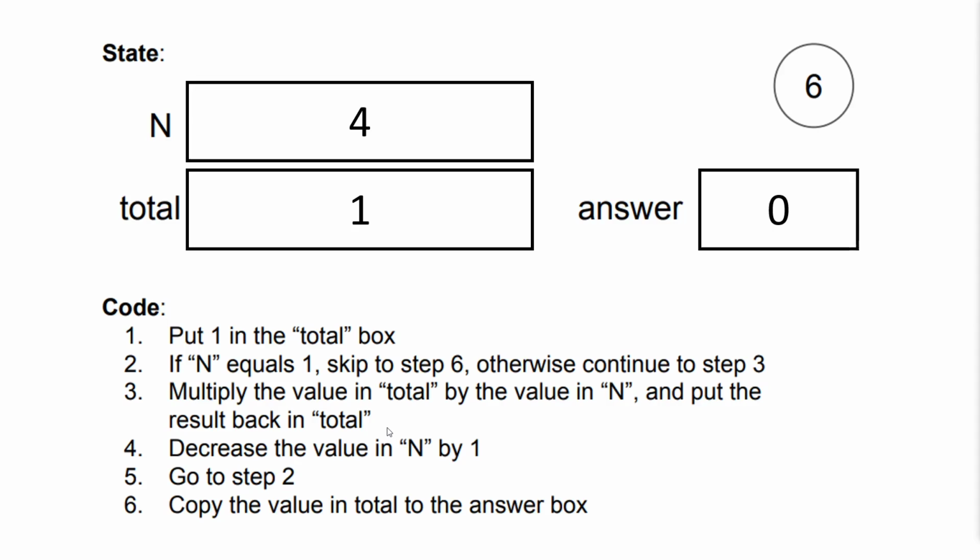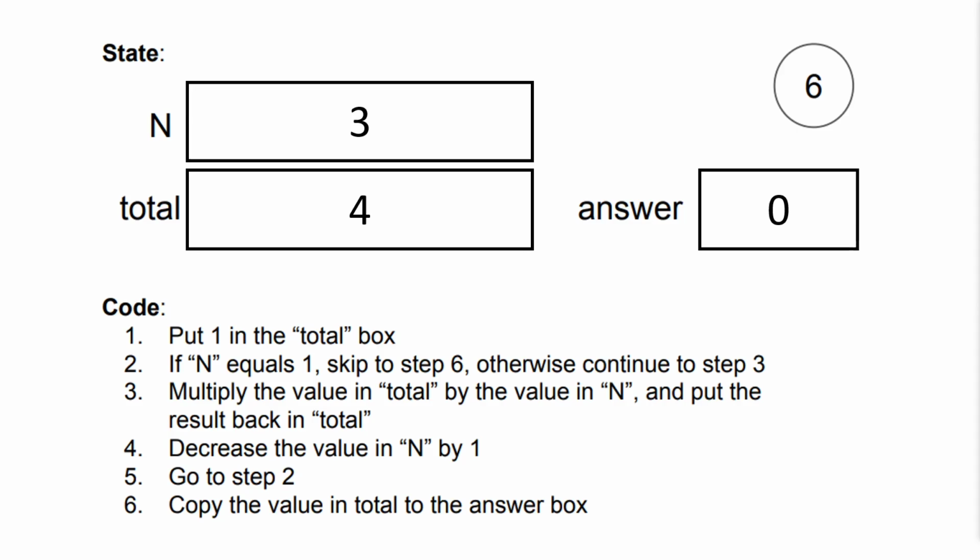So I want to do step 3. Multiply the value in total by the value in n. Put the result back in total. So total is 1, n is 4. I want to multiply those together and put the 4 back in total. Just like that. All right, then I want to decrease the value in n by 1. So right up here, it goes from 4 to 3. And then I'm going to go to step 2.